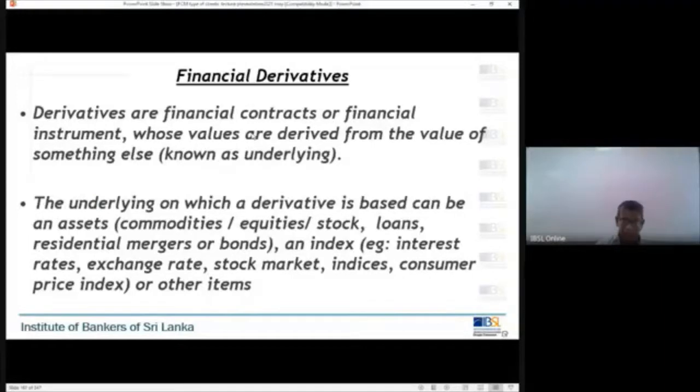Now we are moving to discuss a little bit more difficult topic. In fact, again, I want to tell you, I don't want to explain all these things, but for the benefit of you all, I'll explain. So these are what we call financial derivatives.